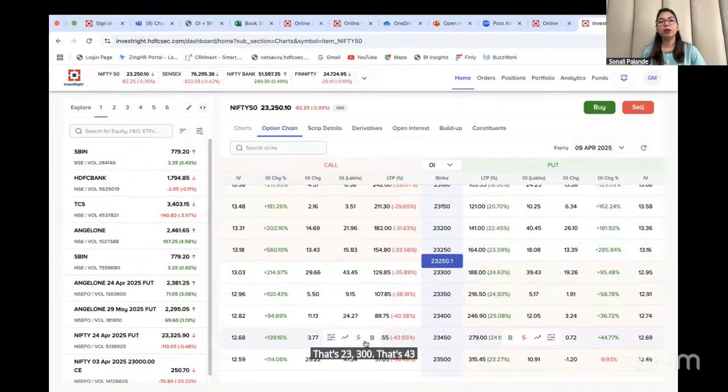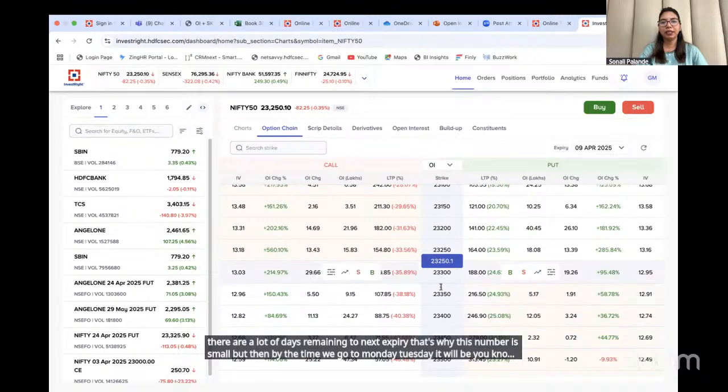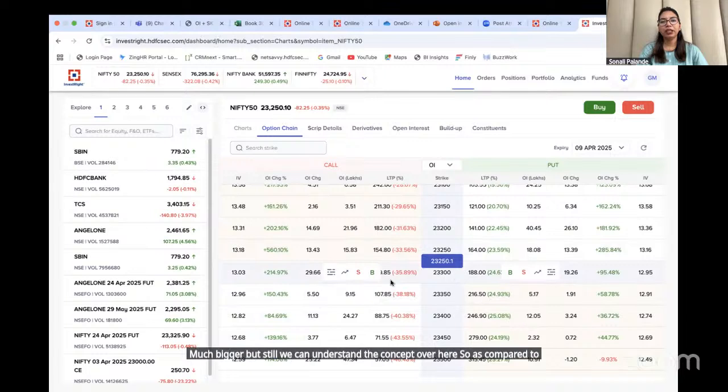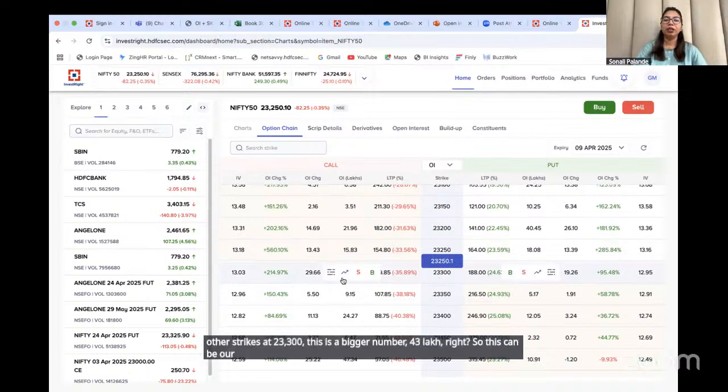As of now, because today was the current week's expiry, there are a lot of days remaining to the next expiry. That's why this number is small. But by the time we get to Monday, Tuesday, it will be much bigger. Still, we can understand the concept here. As compared to other strikes, at 23,300 this is a bigger number, 43 lakh. So this can be our immediate resistance.